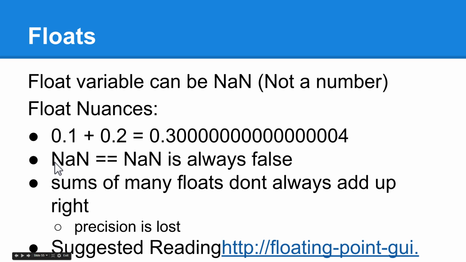Another nuance is that if you evaluate not a number equals not a number for all values, this is always going to return false. And that's a very interesting case with the C standard. And you may see this in your homework. Also, the sums of many floats, just like above, the sums of a couple floats, the sums of many floats may not always add up right, and precision will get lost. And this is a pretty good guide to understanding floating points and these precision and nuance conditions, but it's not going to be tested material.